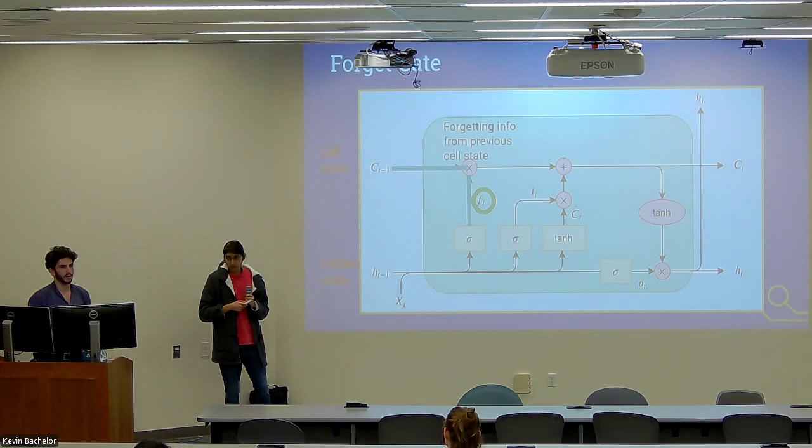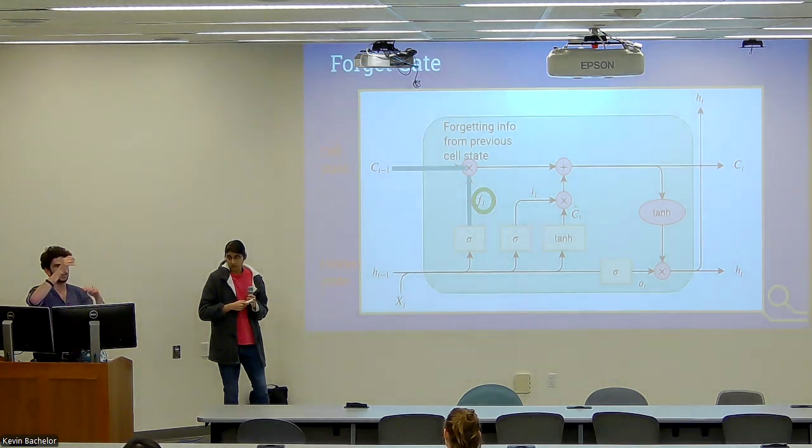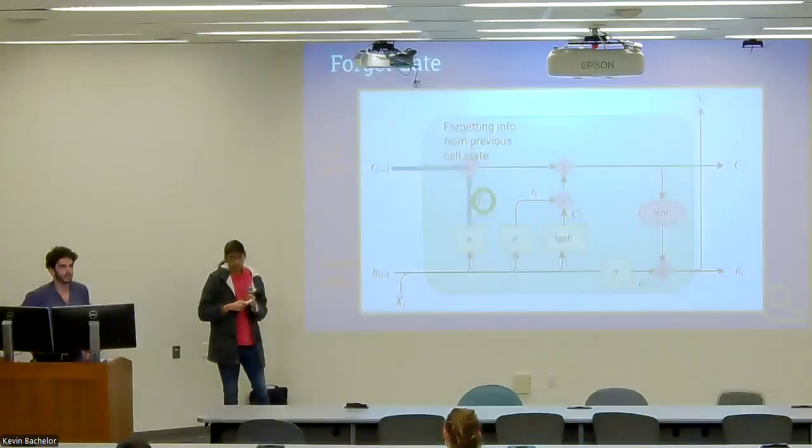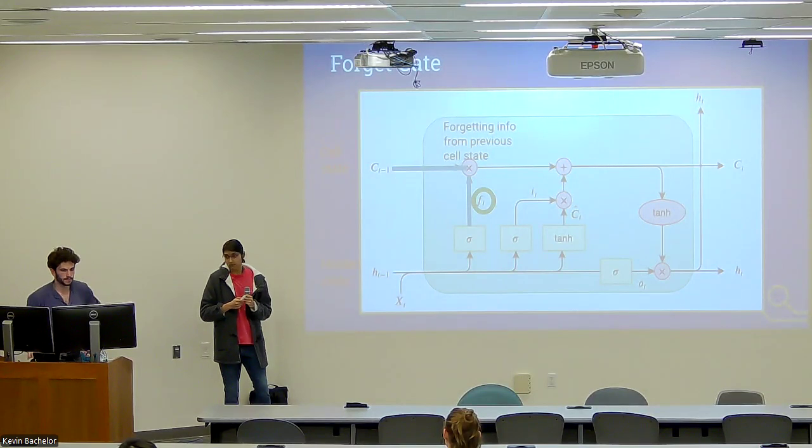So let's say one of the elements of the vector is 0.5. It means it'll take that element of the cell state vector and cut it in half. Or if there's an element that's 1, it means it'll take that element of the cell state vector and keep it the same. Or if there's an element that's 0, it means it'll take that element of the cell state and erase it. Does that make sense?